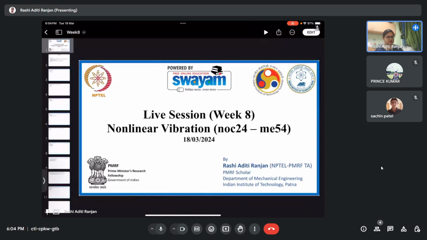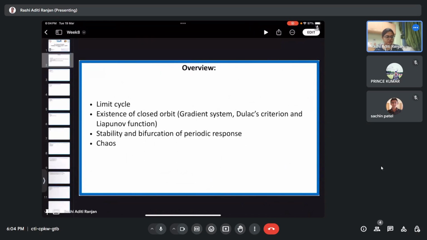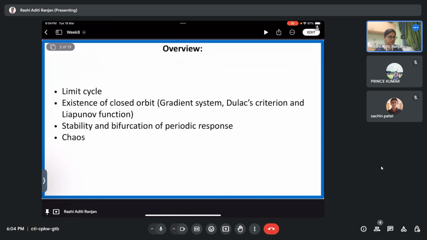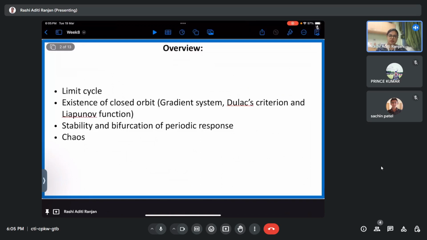I'll be starting with the overview, and then I'll be taking on some questions which would help you to solve the assignment problems. So this week's lectures were dedicated to these topics. Initially the discussion was made about limit cycle and what a limit cycle is and how it behaves.